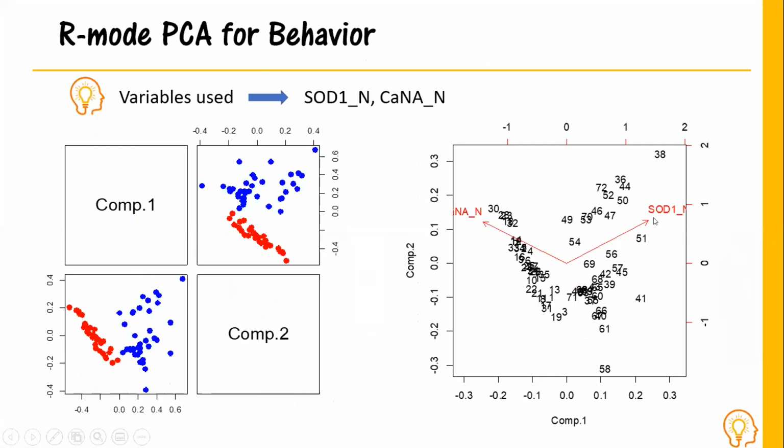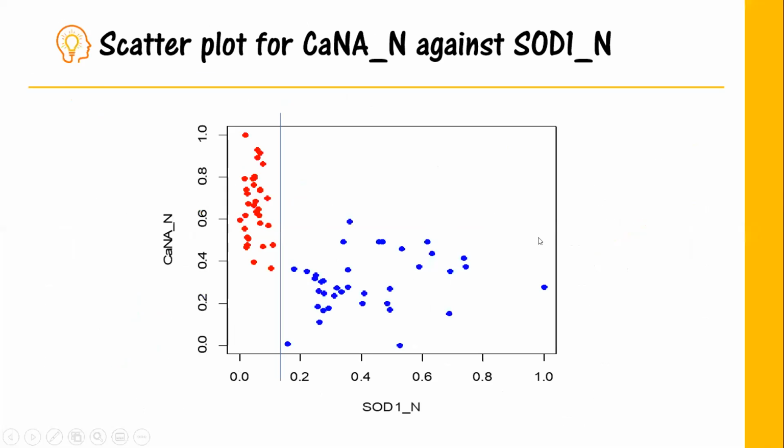Then we see the biplot, and same as the previous result, the SOD1N will tend to the right, and the CaNA will tend to the left. And this is the scatter plot for the CaNA against the SOD1N for the behavior. We can also see that there is obvious clustering around this line.